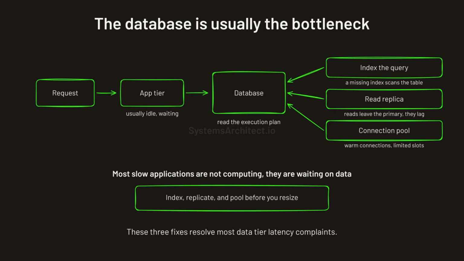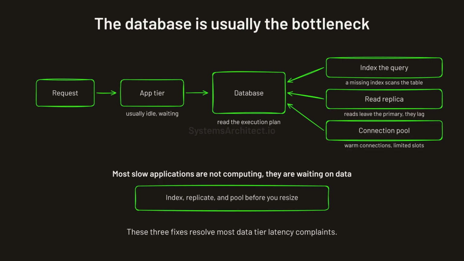Most slow applications are not slow at the application tier. They are waiting on data. Check indexing first, because a missing index turns a lookup into a full table scan. That gap grows with your data. A query fine at 10,000 rows collapses at 10 million. Read the query execution plan rather than guessing, since every major database reports what it chose to do.